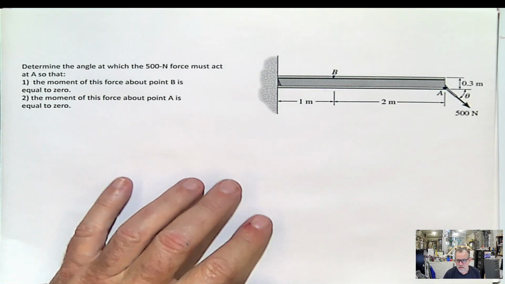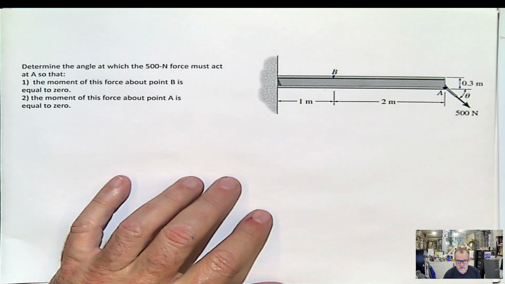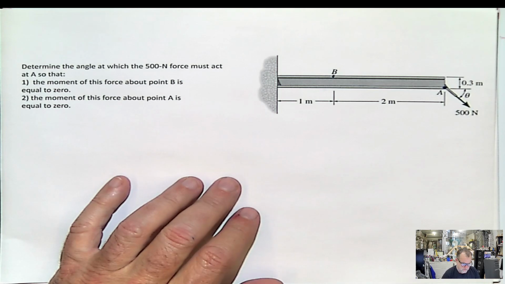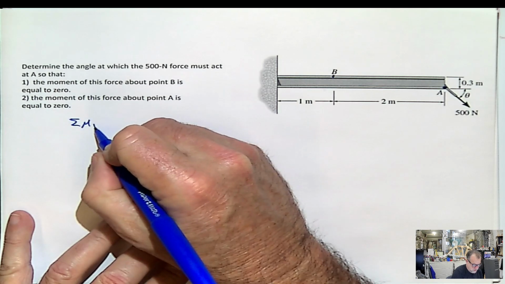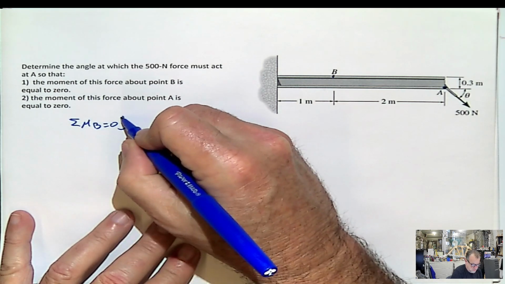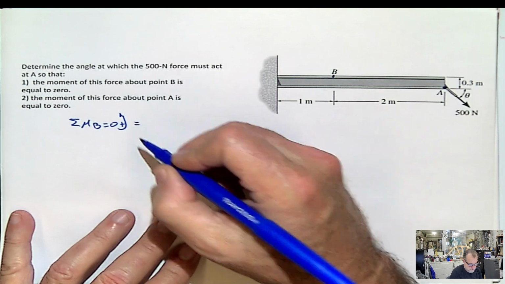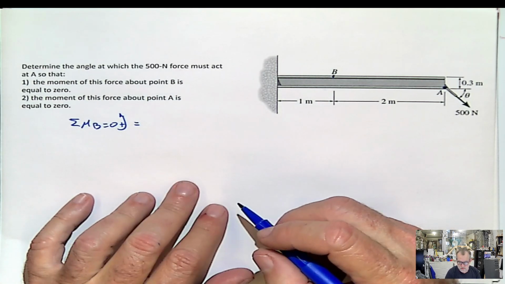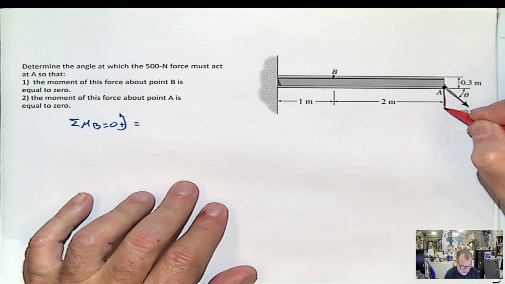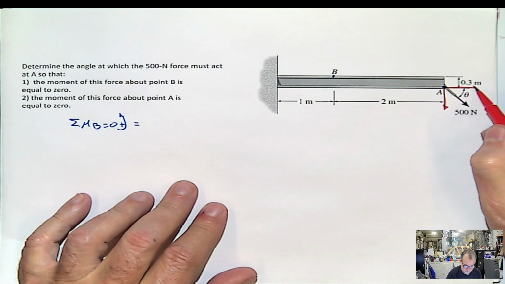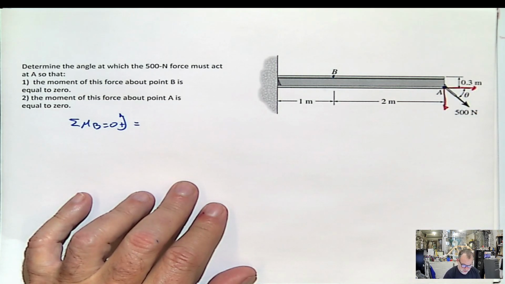There are several ways that you can do this. At least there are two of them that I can think of. The first one will be, okay, if the moment at B is zero, what I have to do is the summation of moments with respect to the point B has to be zero, and I'm going to assume counterclockwise as positive. And we follow the same procedure that we did before. So we're going to get this force, this component, and this component.